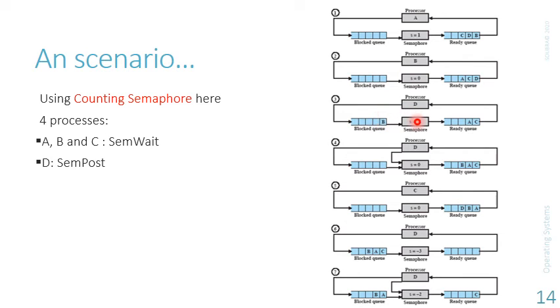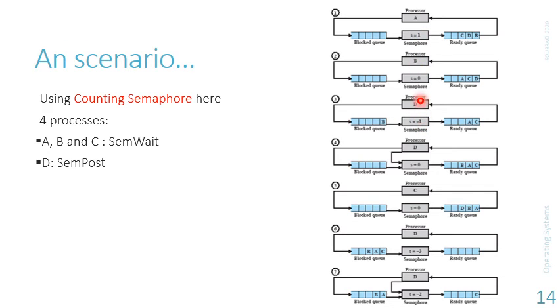Right? Now the negative numbers here mean how many processes are being blocked over the semaphore. Fair enough? So we're keeping track of how many processes are being blocked. Right? The positive number means how many keys are available.